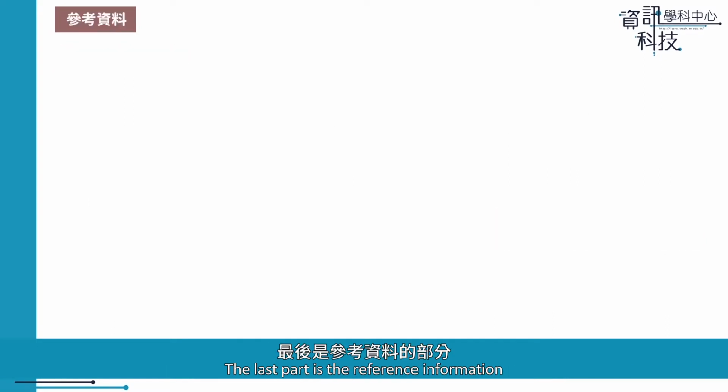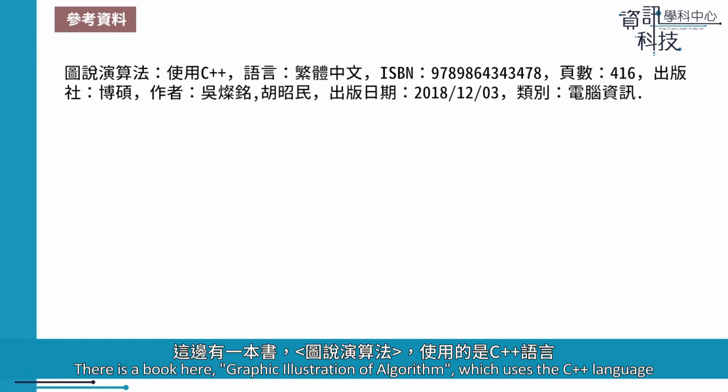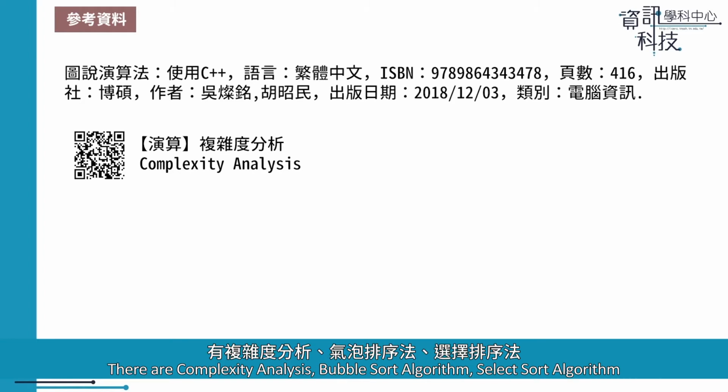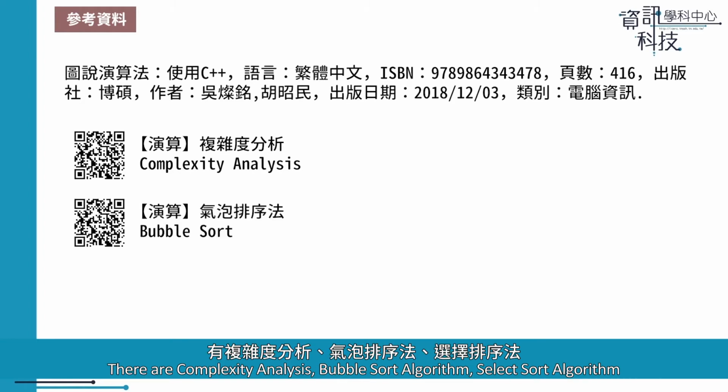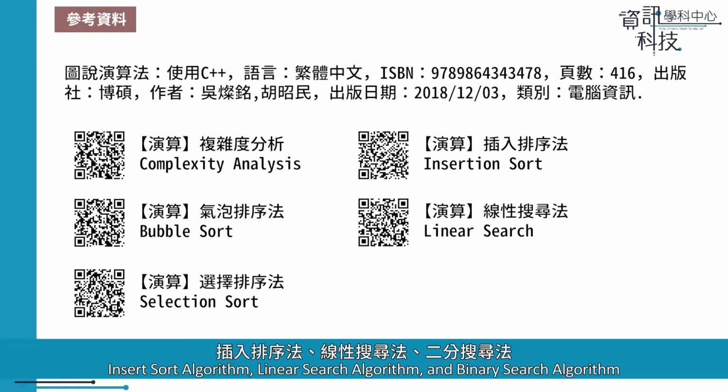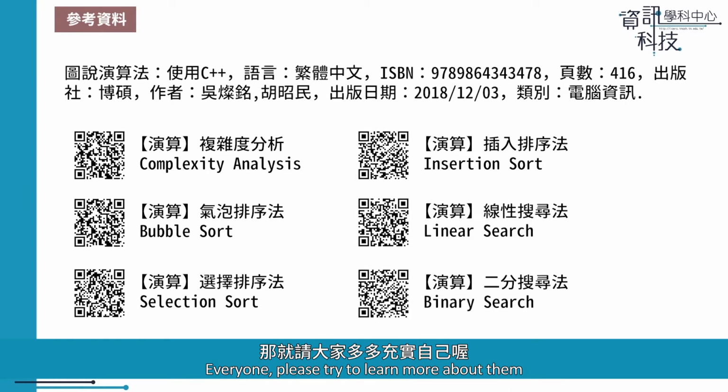The last part is the reference information. There is a book here, Graphic Illustration of Algorithm, which uses the C++ language. Find it and read it if you can. And the resources on the internet covering all kinds of algorithms. There are complexity analysis, bubble sort algorithm, select sort algorithm, insert sort algorithm, linear search algorithm, and binary search algorithm. Everyone, please try to learn more about them.